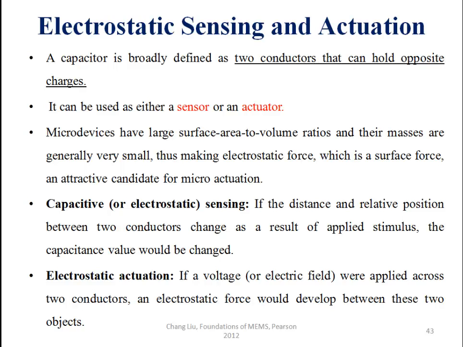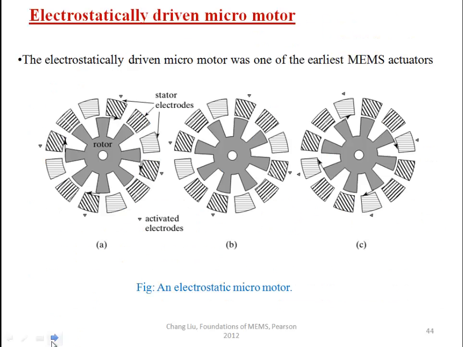Then electrostatic actuation, or capacitive actuation. In this, a voltage applied between the two conductors can cause electrostatic force. As a result, there will be an actuation. A very common example of electrostatic actuation is the micromotor. We have already discussed this micromotor in module 1, that is, a linear motor and a rotary motor. So the same thing is explained here.